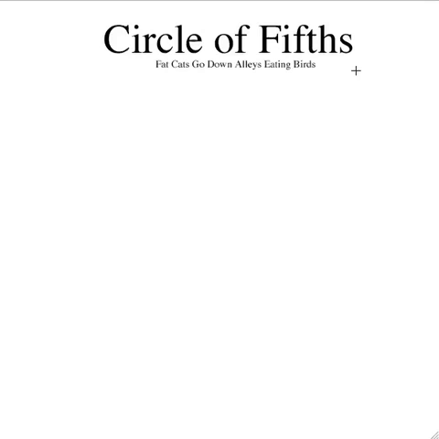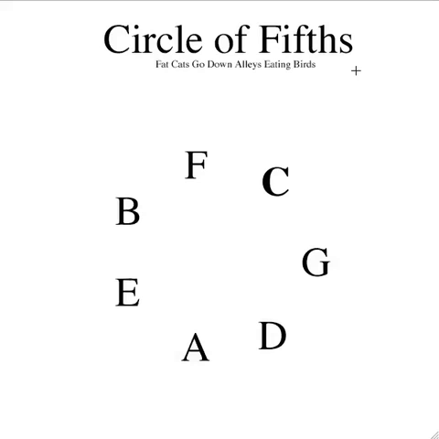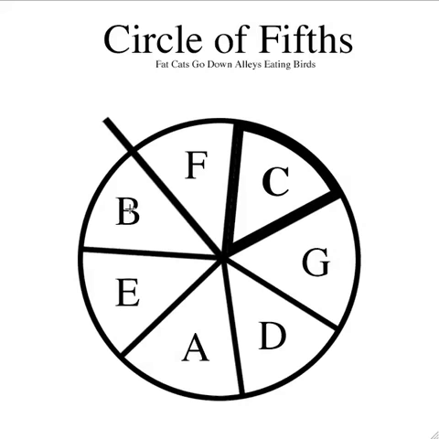So take the first letter of each word of that acronym and write it out in a circle. Fat cats go down alleys eating birds. Then draw yourself a circle and a pie slice for each letter. Around C, make C really bold and dark. We'll talk about why in a minute.